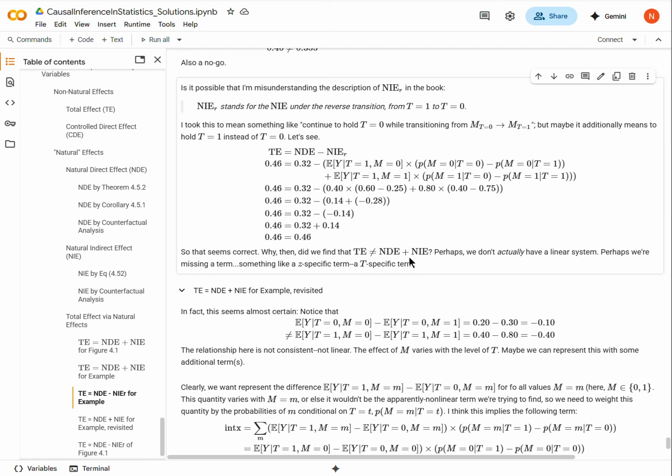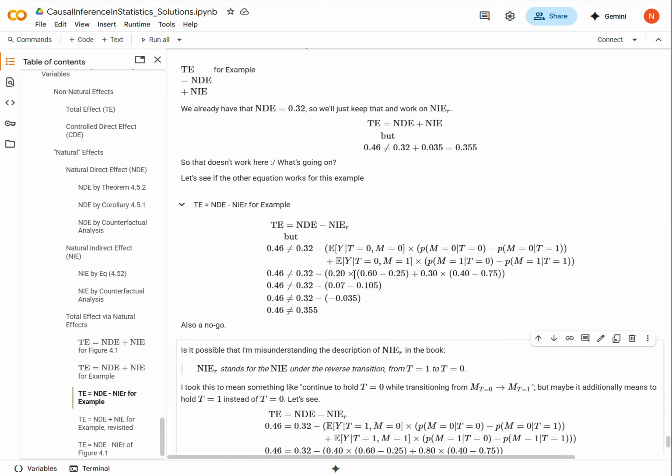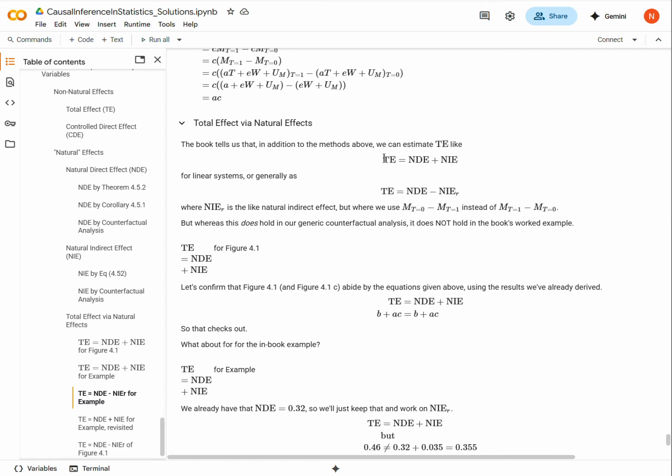So again, what this means is that we don't have a linear system anymore. Or stated differently, the numbers that are presented in the book for the example are coming from a nonlinear system. And this got me wondering: is there a generic way that we can represent TE as NDE plus NIE plus something else, right? This seems a little bit contrived.